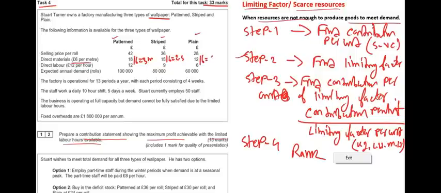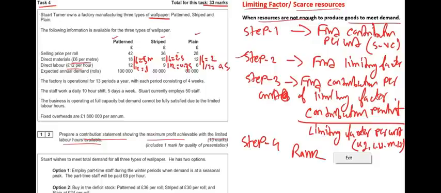Divided by 6, you get 2. So to produce 1 unit of patterned, you need 3 meter. To produce 1 striped, you need 2.5 meter. And plain, you need 2 meter. Each meter is 6 pounds. So the per unit pounds are given. Direct labor is 12 per hour. So to produce patterned, it needs 12 pounds, so 12 divided by 12, 1 hour you need. 9 divided by 12, my calculator says you need 0.75 hours, and 6 divided by 12 you need half an hour, which is 0.5 hours.